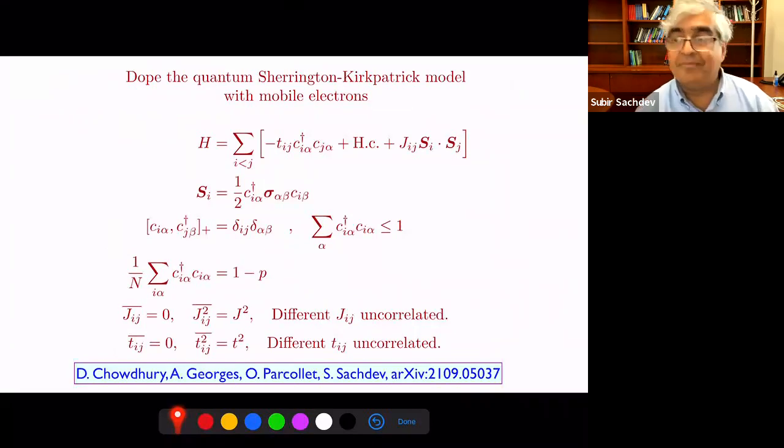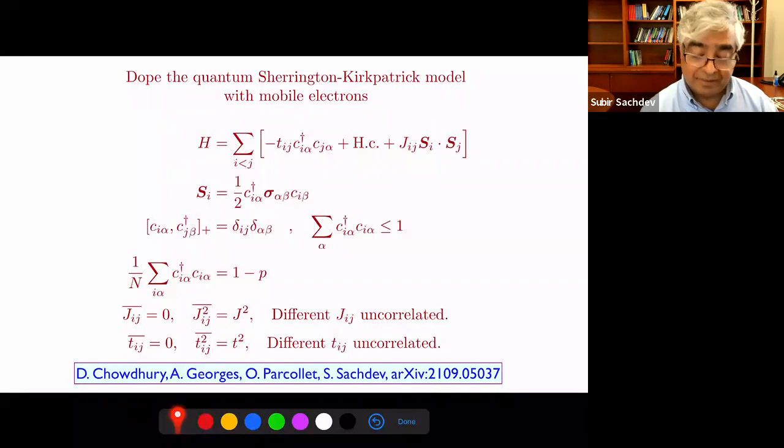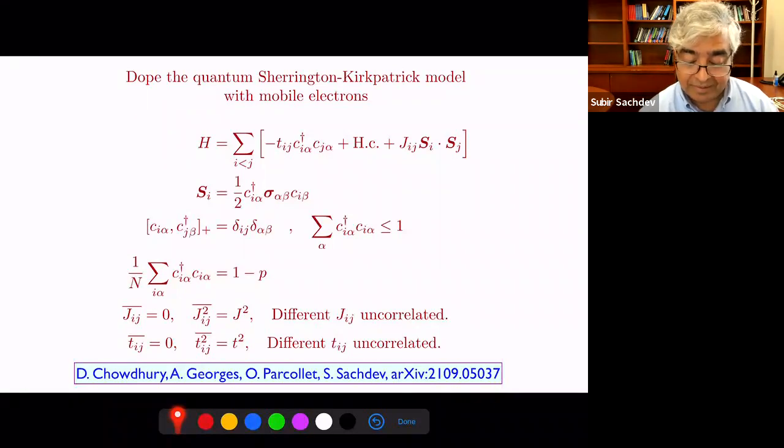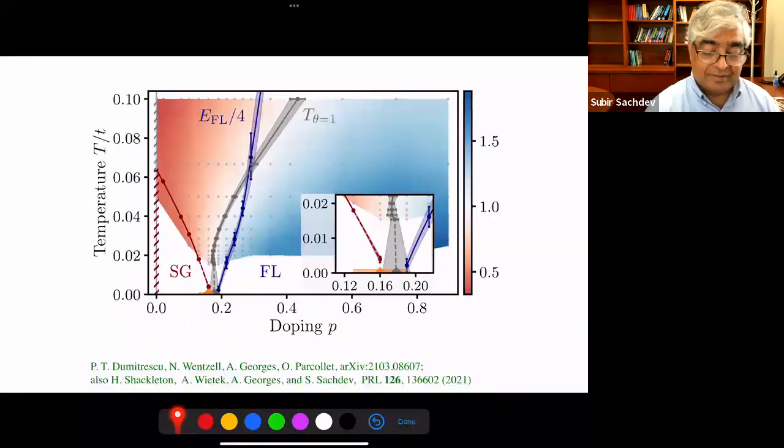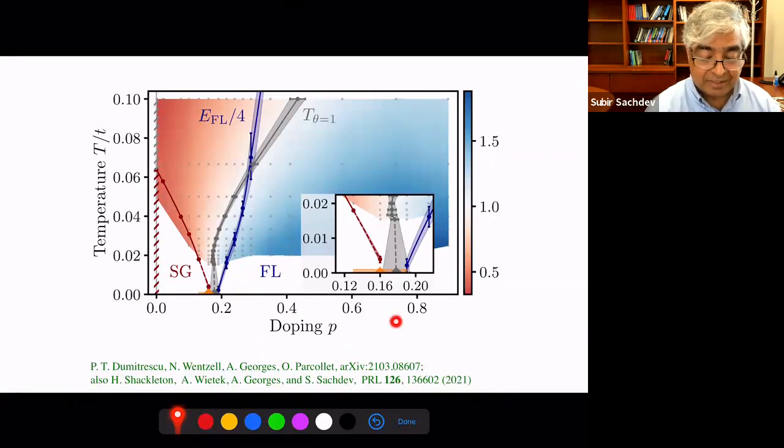That's a whole different topic. I won't say anything more about it since I'm almost out of time. I refer you to this review article for more information on that. But let me just say that then you get a very exciting phase diagram when you add charge carriers. So far, I've been talking about this line where you use the spin glass order. But as you dope by around 2%, 20% doping, the spin glass disappears.